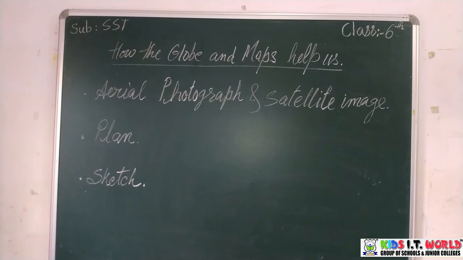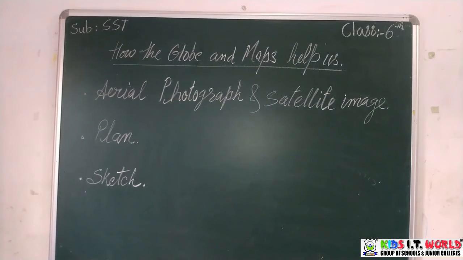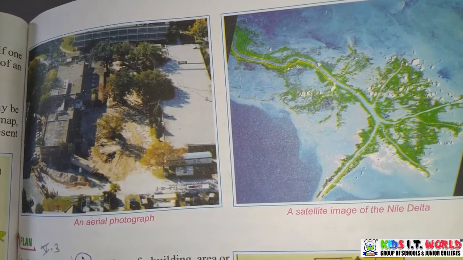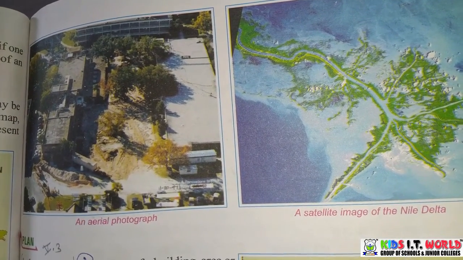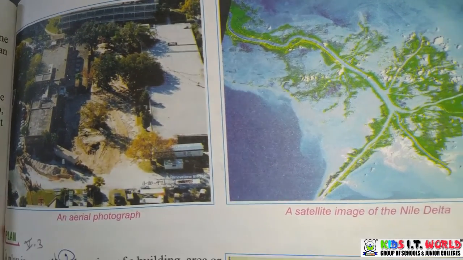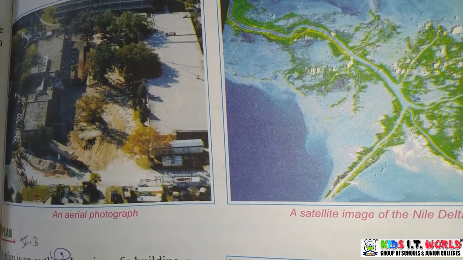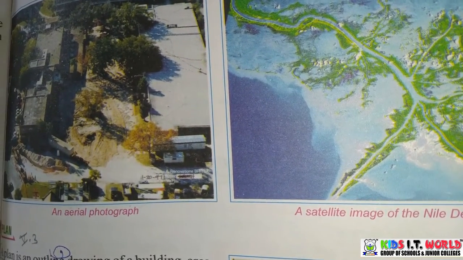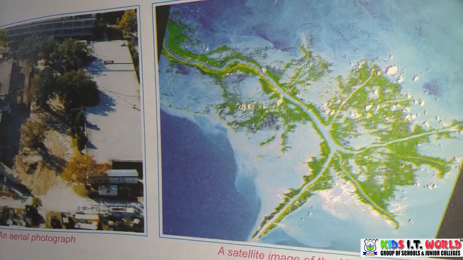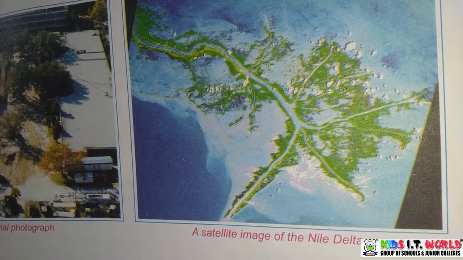We will now quickly see examples of aerial and satellite images. So you can see an aerial photograph wherein you can see a certain amount of trees, a road, small cars, and then you can see the terraces of certain buildings. So these are best examples of an aerial photograph. Now the greenish and bluish image that you can see is a satellite image of the river Nile Delta.